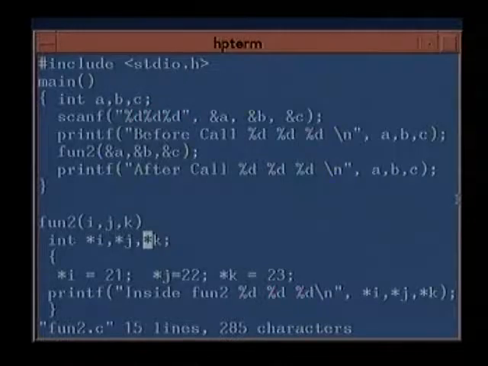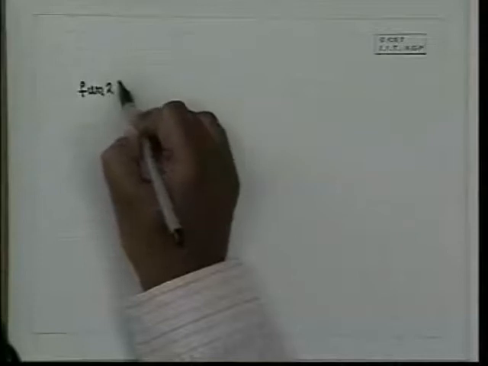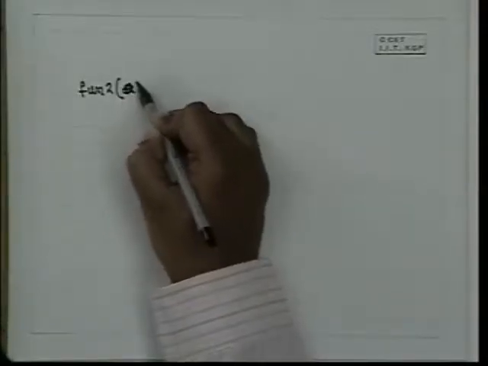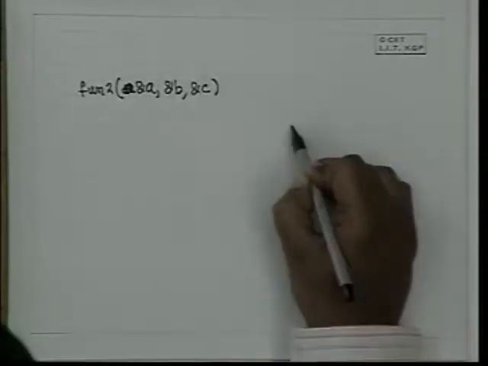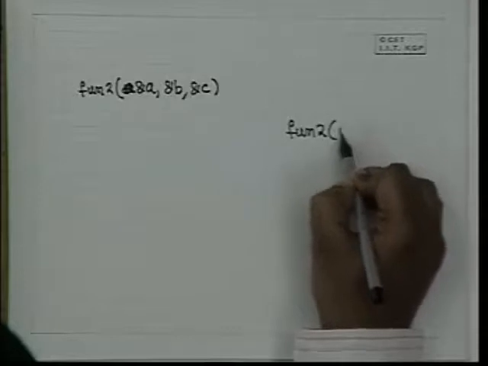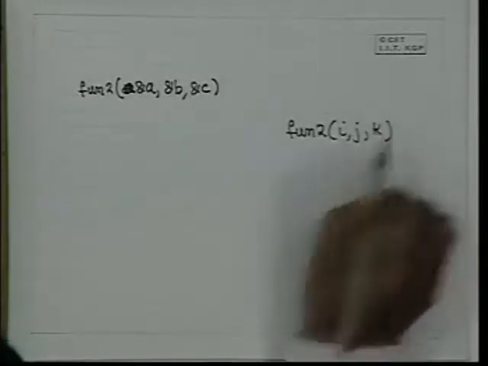But here what we have done is we have done star I equal to 21, star j equal to 22, star k equal to 23. We have printed the values of star I, star j and star k and come out. Now let us see what should happen. Let's go back and just work it out first, and then we will see. So we had a call now fun2 with A, B and C, and here we had fun2 I, j, k.